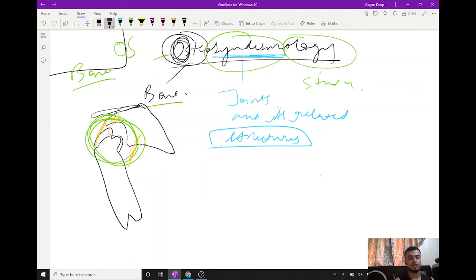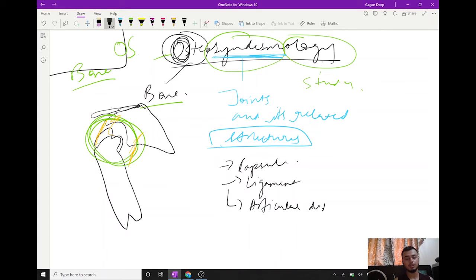So the structures which can possibly be associated are the capsule, the ligaments, and the articular disc in between. The two bones may also have a disc present in between to facilitate the movement of the joint. We're going to talk about it when we talk about syndesmology.